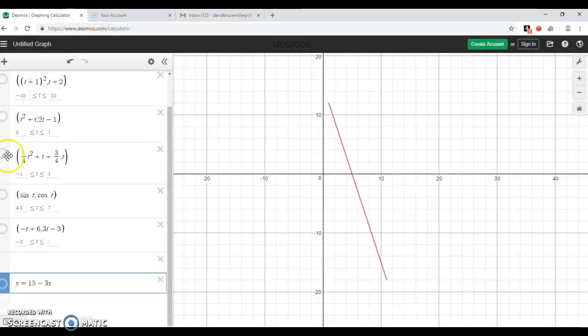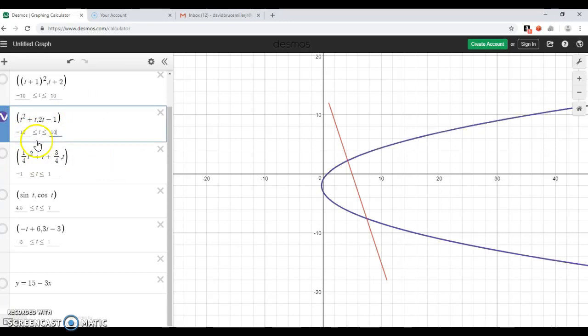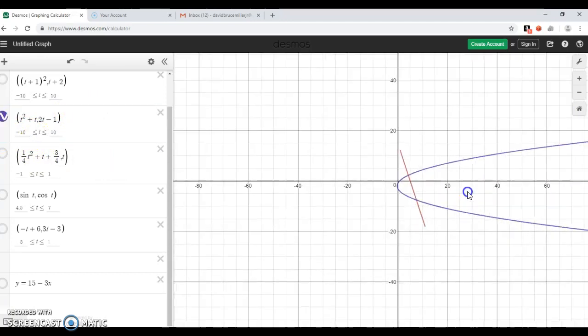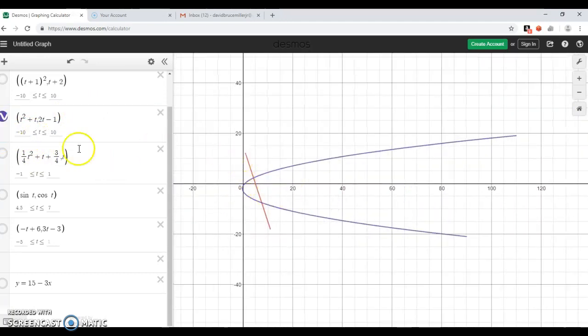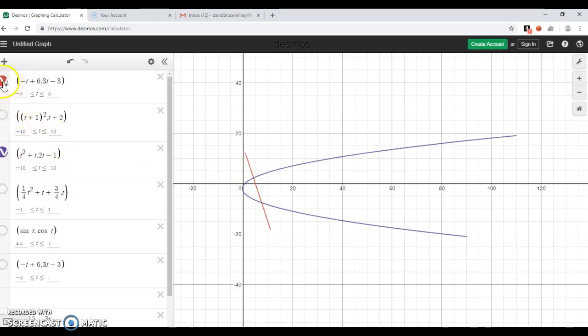I have this thing over in Desmos also. There's a little piece of the graph. They actually wanted this to go from negative 10 to 10. So there's the entire thing out to negative 10 to 10. You can see that. Let me turn this other one off.